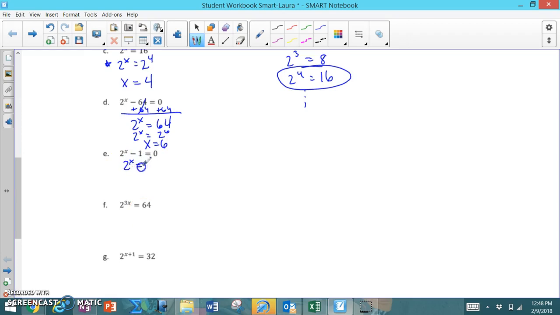Letter E, I'll just do quick. 2 to the x equals 1. You'll recall from last chapter that anything to the 0 power is 1, so therefore x is 0.